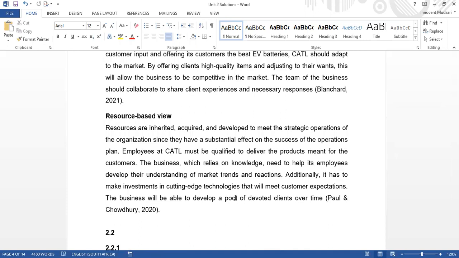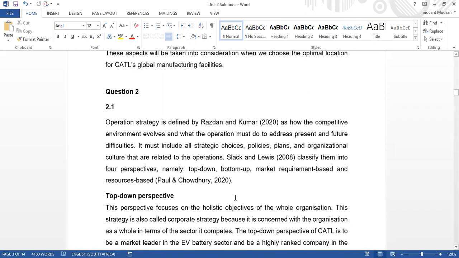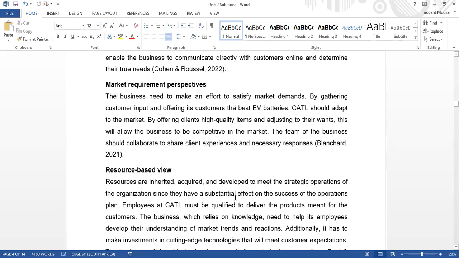When talking of the resources, the assets of the company, we have human resources, that is the employees or the staff that do work. So under the resource-based view, employees at CATL must be qualified to deliver the products meant for the customers. So the business which relies on knowledge, that is CATL, needs to help its employees develop their understanding of market trends and reactions. Okay. So these are the 4 views that you write about when you are asked about the 4 perspectives: the operation strategies, the top-down perspective, bottom-up perspective, the market requirement perspective, and the resource-based view.